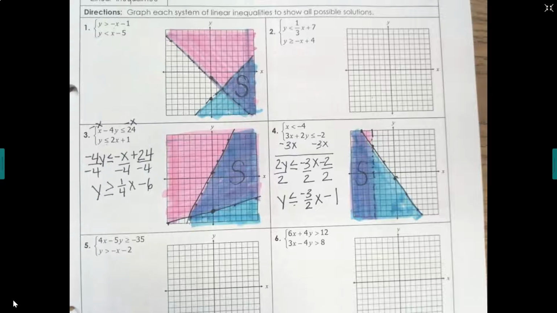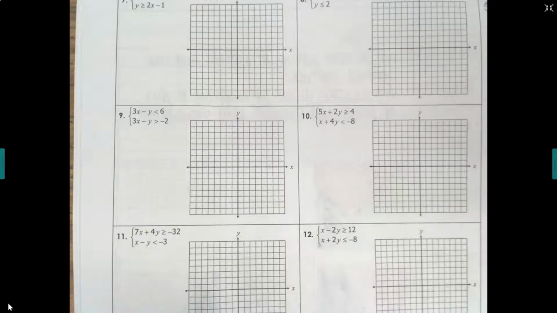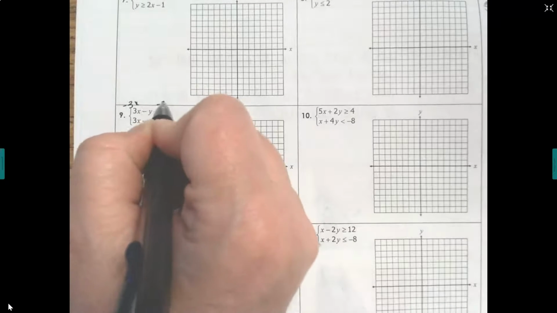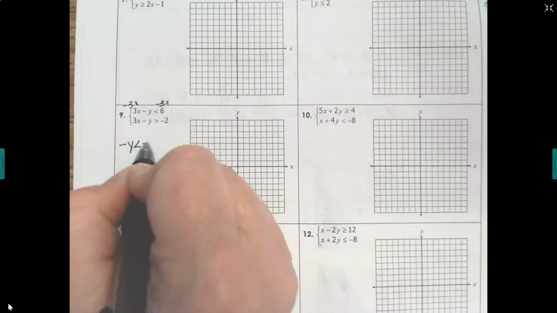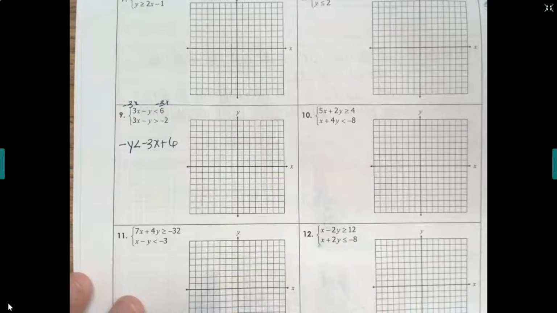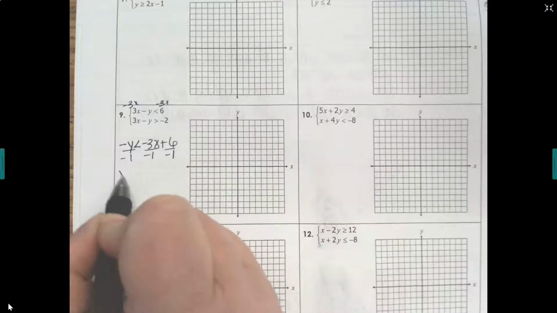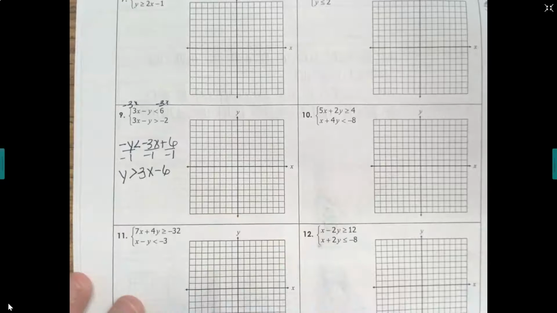All right, let's flip this over. Let's go ahead and try number 9. So neither one of these are in slope-intercept form. That happens sometimes. So we're going to move the 3x over. You always want to move the x term over if you're trying to get into slope-intercept. And I get -y is less than -3x plus 6. I don't want to know about -y. I want to know about positive y. So I'm going to divide each of those by -1. And y is now going to be greater than 3x minus 6. We had to flip our inequality because we divided by a negative number.